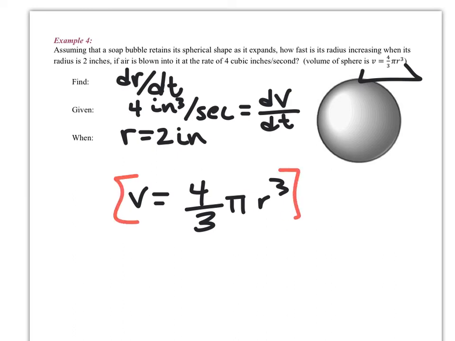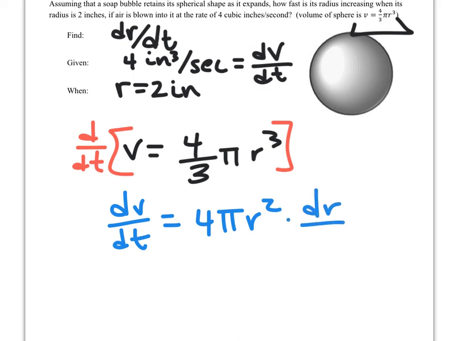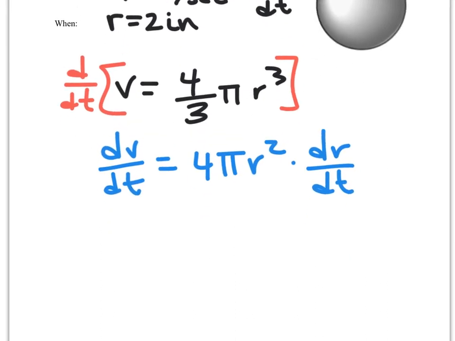We don't need to do any conversions like we did on the last one, so we're just going to take the derivative with respect to time. So that means dV/dt will equal, using the power rule, bring that 3 down in front, 4 pi r squared. Without forgetting, I almost did, you also have to take the derivative of r with respect to time. So we get 4 pi r squared dr/dt.